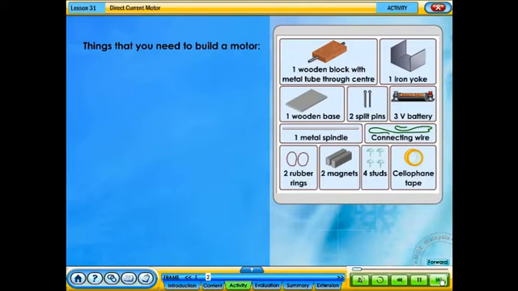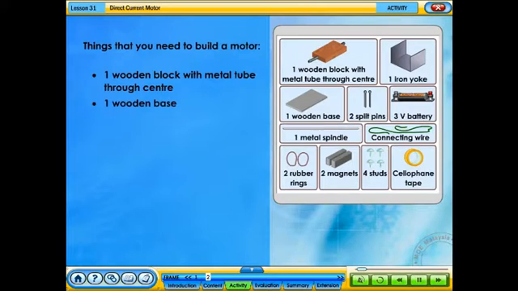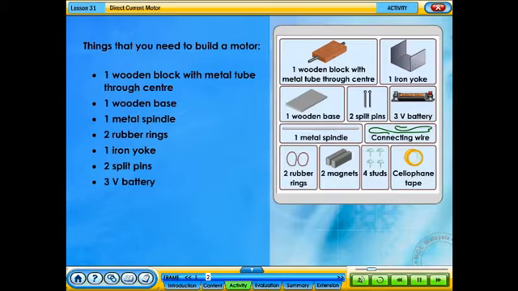Things that you need to build a motor: one wooden block with metal tube through the center, one wooden base, one metal spindle, two rubber rings, one iron yoke, two split pins, a 3-volt battery, connecting wire, 2 magnets, 4 studs, cellophane tape.